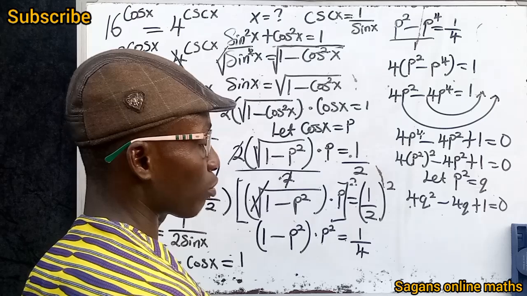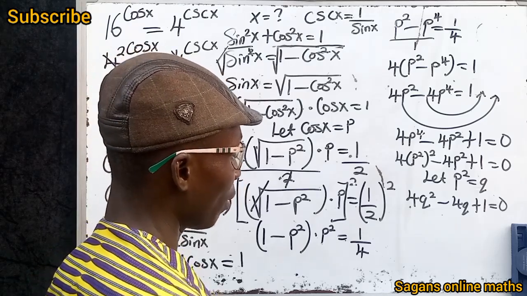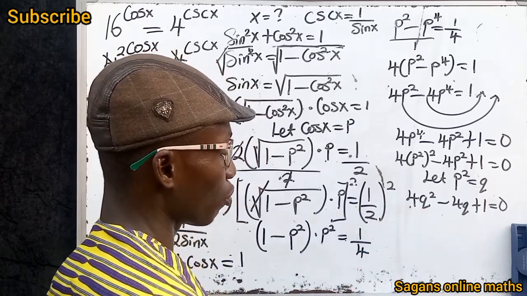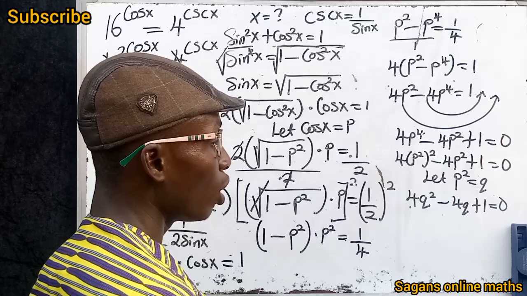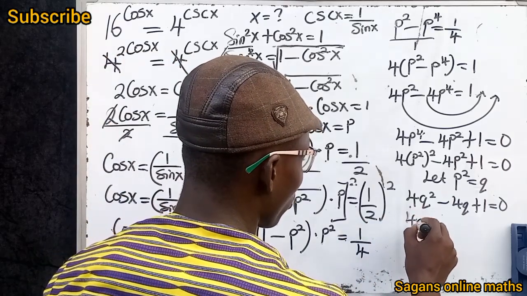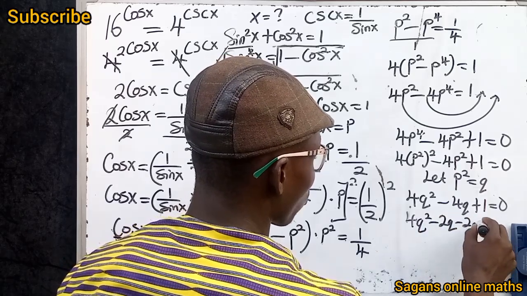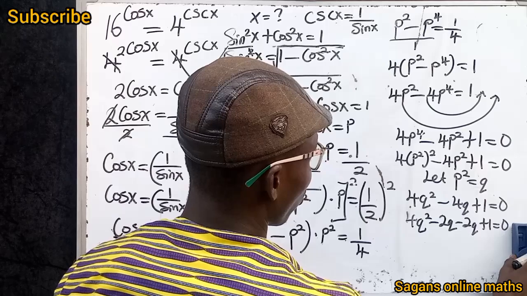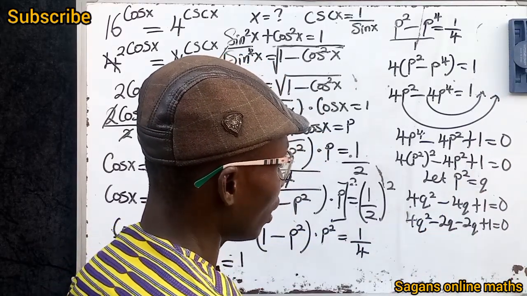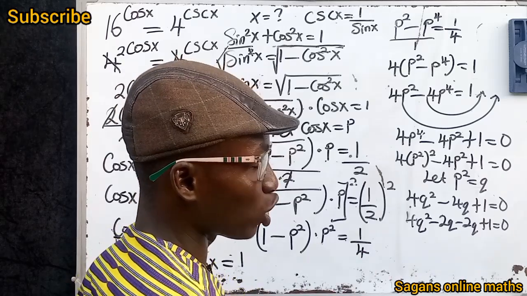Now let's think of two numbers. We'll multiply them, we have 4, then we'll add them, we have minus 4. Remember that 4 times 1 is 4, which is the product of roots. Then let's check for the sum of roots. We know that minus 2 plus minus 2 gives us minus 4, and minus 2 multiplied by minus 2 gives us 4, right? So now this is 4q square minus 2q minus 2q plus 1 equals to 0. Because minus 2q minus 2q gives us minus 4q. And since the coefficient of q is minus 2, that means minus 2 multiplied by minus 2 gives us 4, which is the product of roots, right?